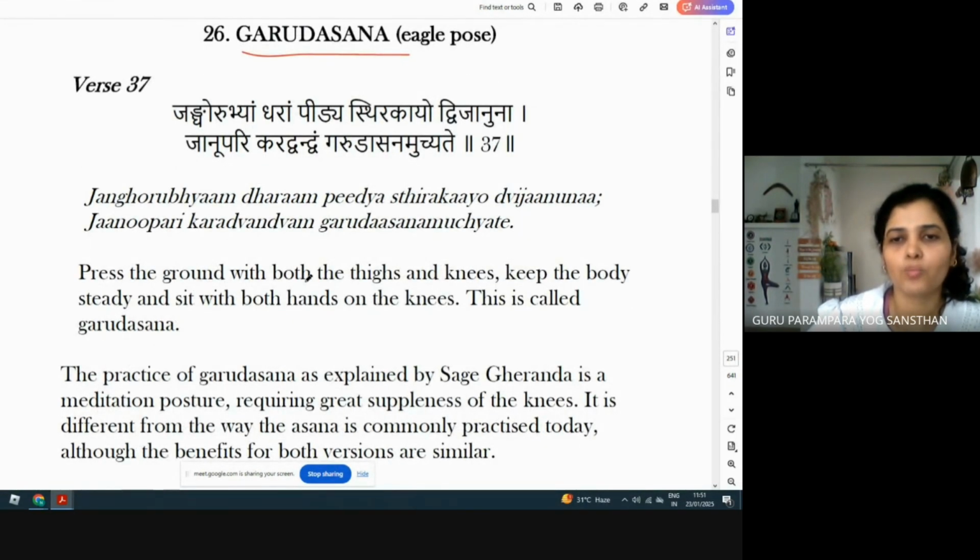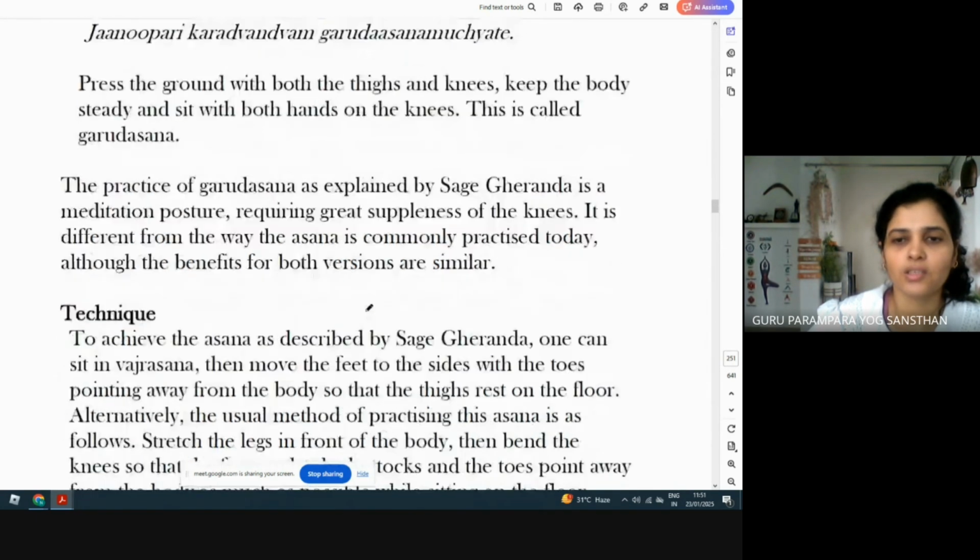Garudasana. Press the ground with both the thighs and knees. Keep the body steady and sit with both hands on the knees. This is called Garudasana.